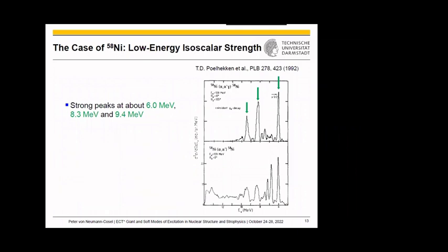So let's have a quick look at the data. These are the results of the alpha alpha prime gamma experiment. And I want to point out that the excitation energy scale here goes from right to left. So the lower figure is just the inclusive cross section. And this is the difference if you tag with this gamma decay to the ground state. And this is basically the isoscalar E1 response, which is dominated here by 3 peaks at 6, 8.3, and 9.4 MeV approximately. As I said, the resolution, of course, is limited here.